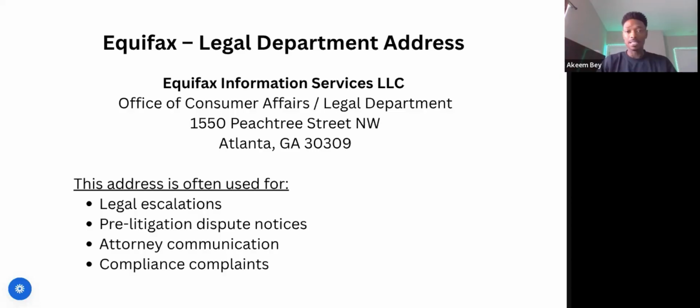Same thing with Equifax. Their legal department address is Equifax Information Systems LLC, Office of Consumer Affairs / Legal Department, 1550 Peachtree Street, Northwest, Atlanta, Georgia, 30309. And again, this address is used for legal escalations, pre-litigation dispute notices, notices of intent to sue, attorney communications, and compliance complaints.